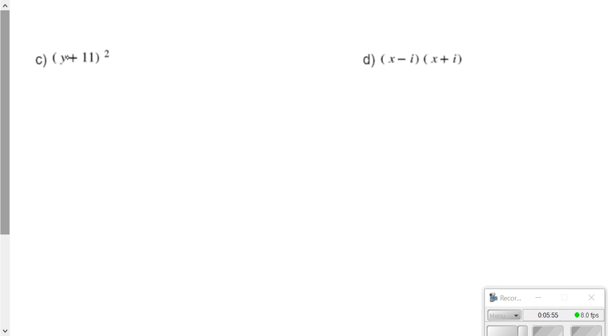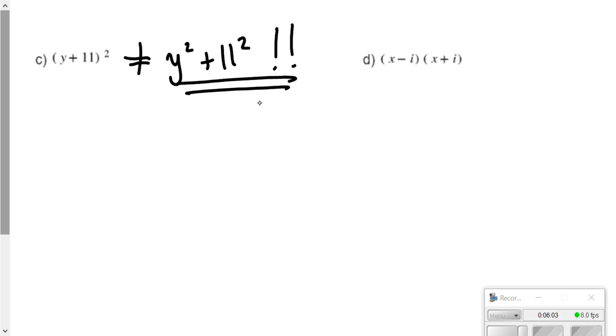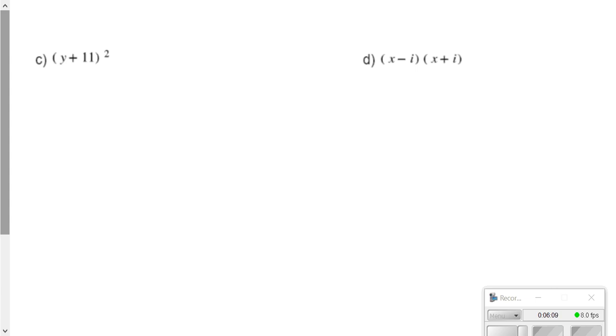All right, the next couple. This says I am squaring something. This is not the same as y squared plus 11 squared. Please do not do that. That's wrong. Okay? And it's because you have to distribute everything. You can't just square both pieces. That's not how that works.